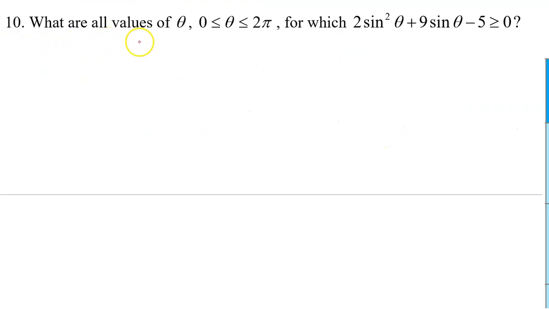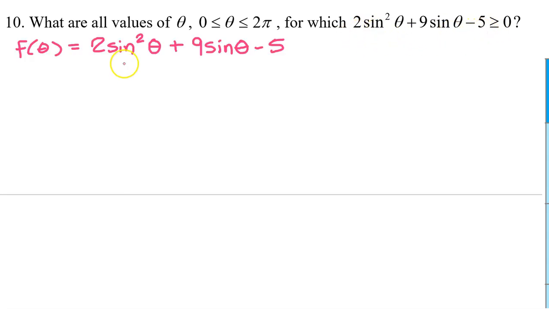Number 10. What are all values of theta on the interval from 0 to 2 pi for which 2 sine squared theta plus 9 sine theta minus 5 is greater than or equal to 0? Let's call the left side of the inequality f of theta. So f of theta is equal to this expression. We begin by finding where f of theta is equal to 0.